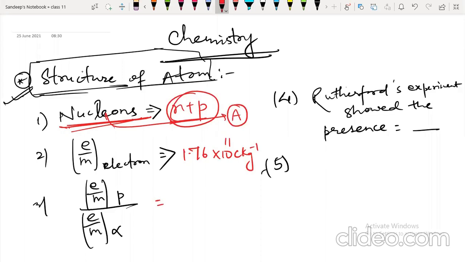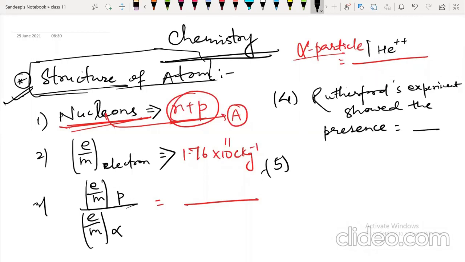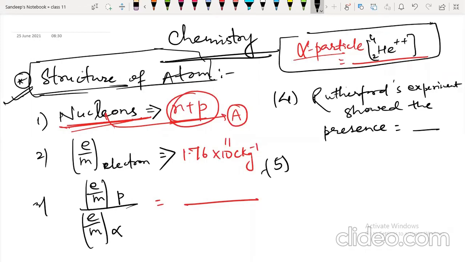What is the E by M ratio for proton? And you have to divide it with the E by M of the alpha particle. What is alpha particle, Siddharth? What is alpha particle, Bhargav? Its nucleus. Helium nucleus. Well done. It has 2 units of positive charge and 4 amu mass.